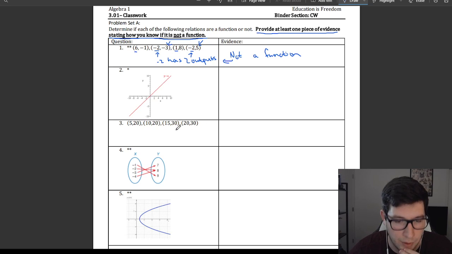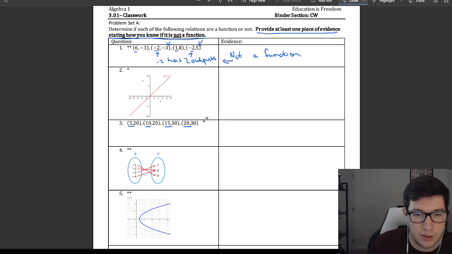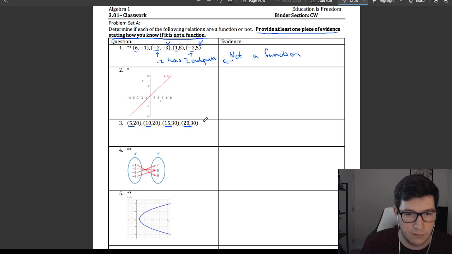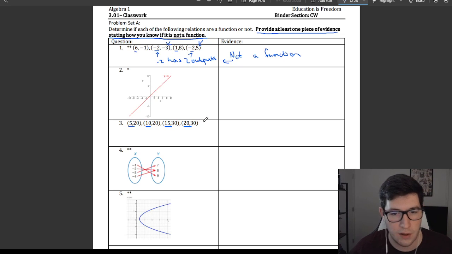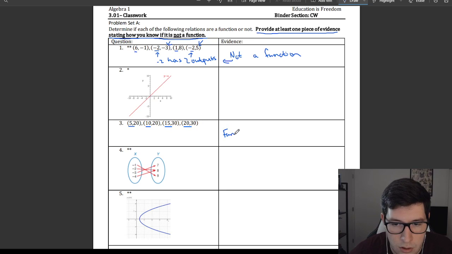Jumping down to number 3, we're going to do the same thing, right? We're going to look, and this time I do truly have all unique numbers. I have 5, 10, 15, and 20 as my inputs. And so I know that this is in fact going to be a function, because each input has exactly one output. And if you had looked at this and gone, well, wait a second, we have 20 showing up twice, and we have 30 showing up twice.